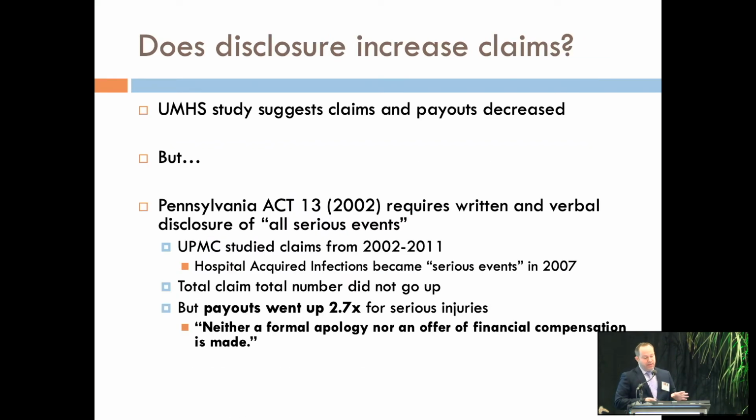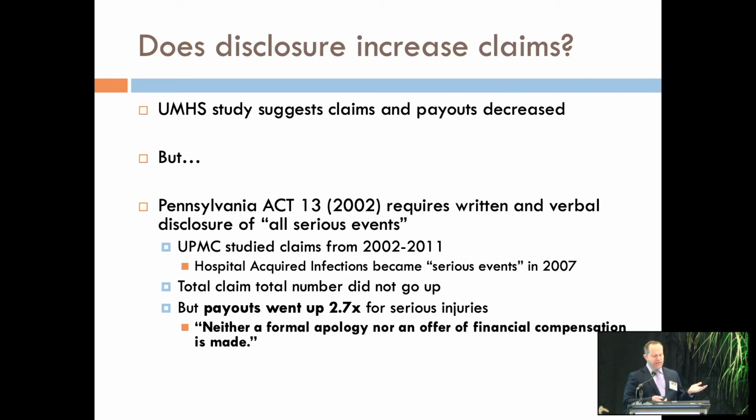There are other studies on something similar that said maybe with disclosure claims don't go down, although this example is a weird one. So UPMC looked at claims between 2002 and 2011. They had an interesting change in their law that said that hospital-acquired infections became serious events that were required to be reported, whereas before they weren't. So catheter-associated UTI or bloodstream infection would now be reportable, where they're required to inform the patient that this had occurred.